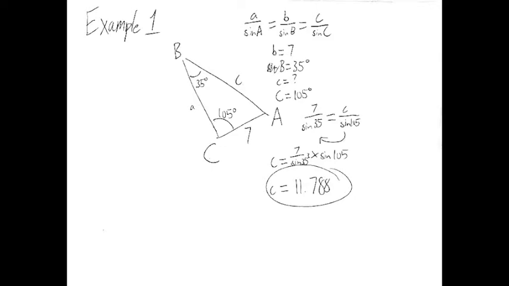Now we know that 7 over sine 35 is equal to side C over sine 105. And to isolate C, we times both sides by sine 105. And the answer we would get would equal 11.788, which is side C.